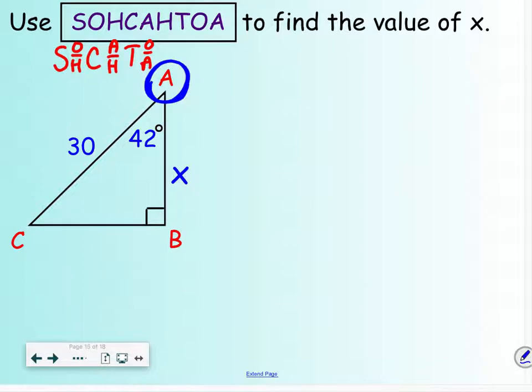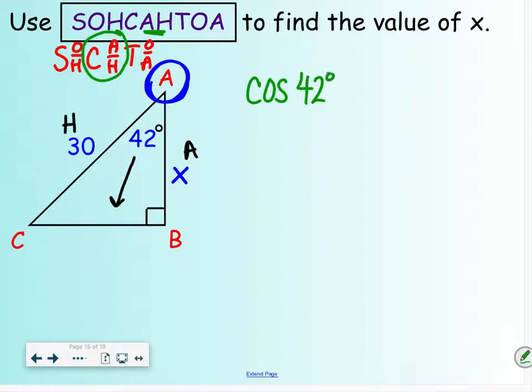It's 42 degrees. Now, the 2 sides that have things labeled in relationship to that A: well, 30 is the longest side, so it's the hypotenuse. Opposite would be over here. There's nothing written. So the x is the adjacent side. It's next to the angle A. So the 2 things that have the variable and the number are the hypotenuse and the adjacent side. So those are the 2 letters that I have to look for in my ratio. So adjacent and hypotenuse are with the cosine right here. So that means cosine is what we're going to use.